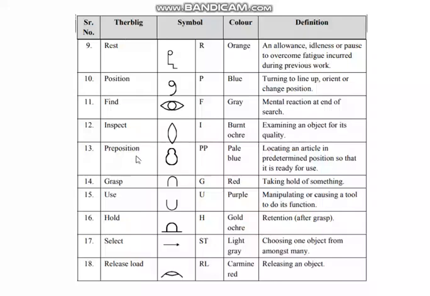Okay, then preposition is like 8, but only that here inside it is erased. PP, preposition. Pale blue, locating an article in a predetermined position so that it is ready for use. Prepositioning means, suppose you want to drill something, a plate.